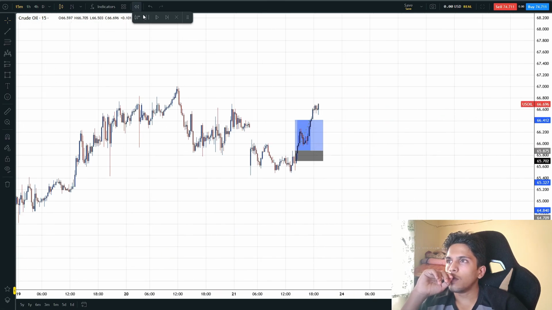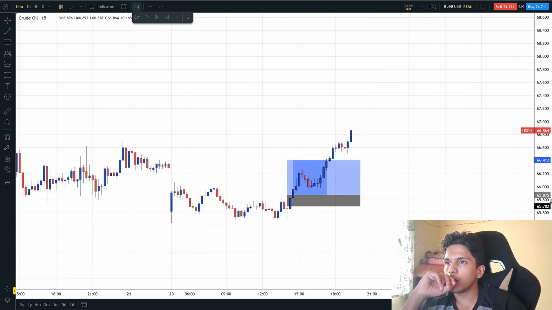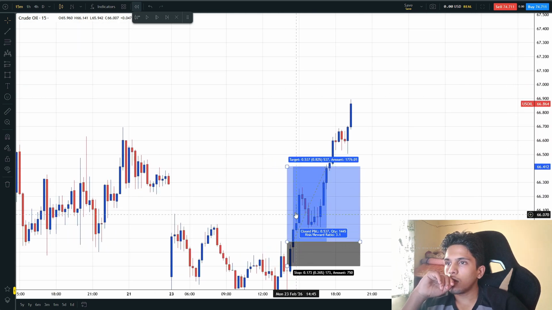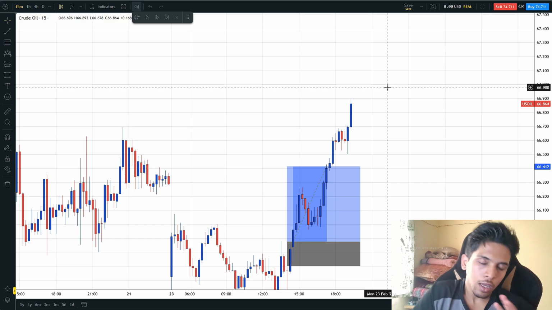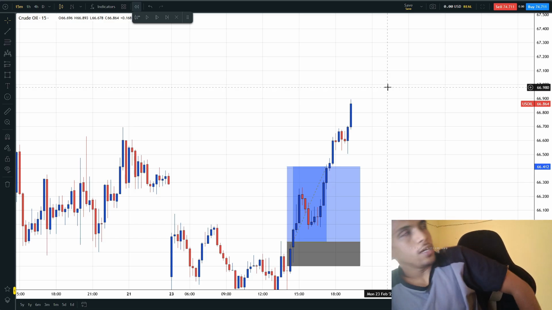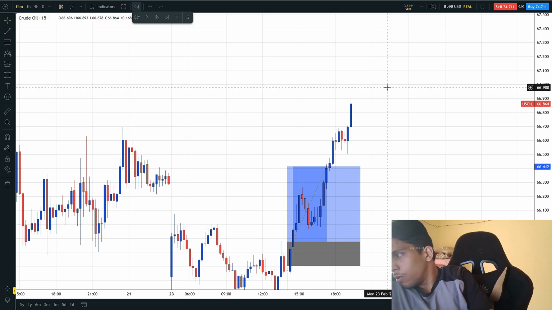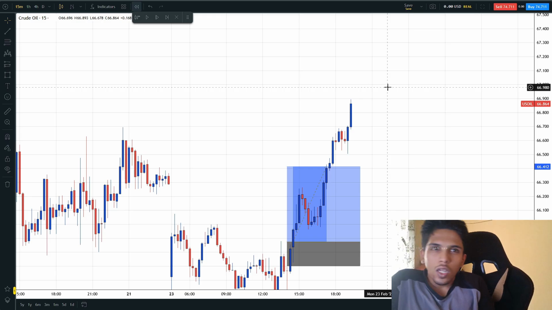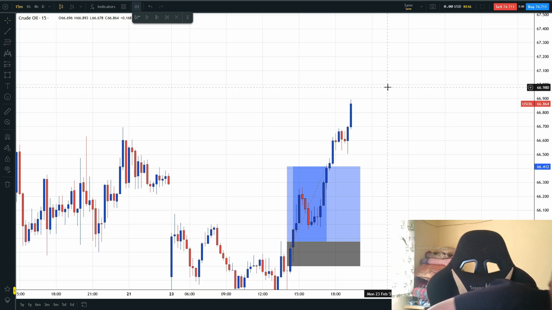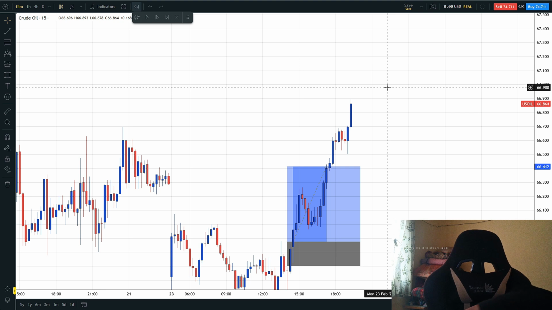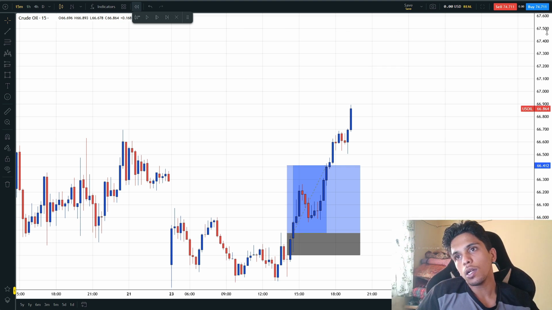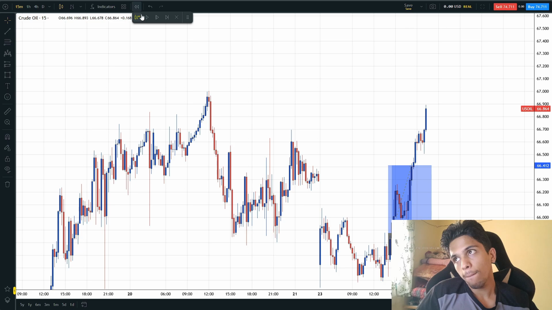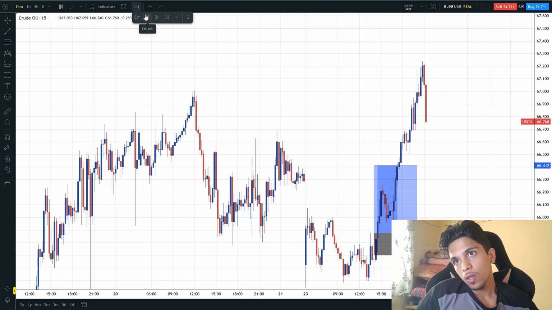Okay. How long can it take to get that much? Here we have 1, 2, 3, 4, 5, 6, 7, 8, 9, 10, 11, 12 candles. 12 into 15 minutes, 12 into 15 is equal to, means around 3 hours it takes to go up. Yes, around 3 hours it takes to give us the TP of this trade.